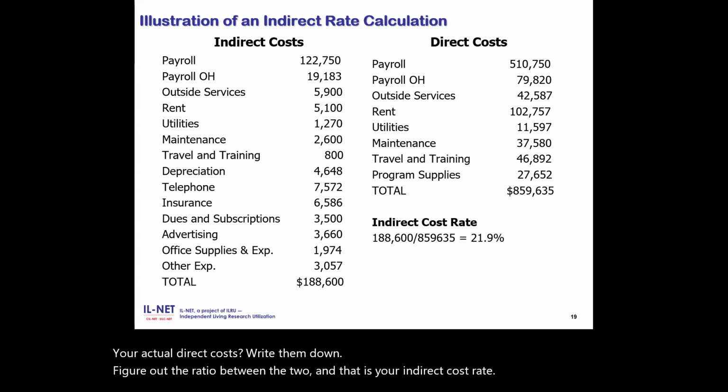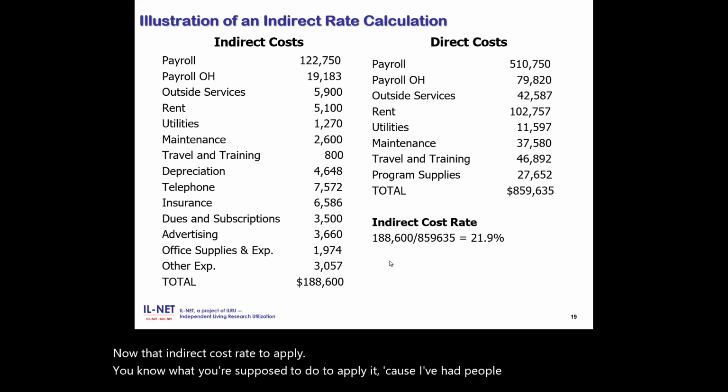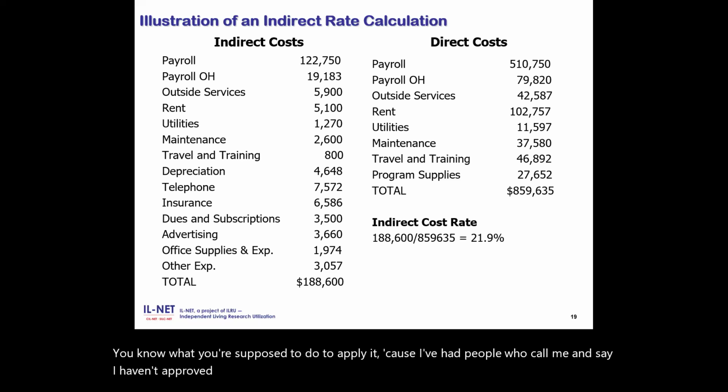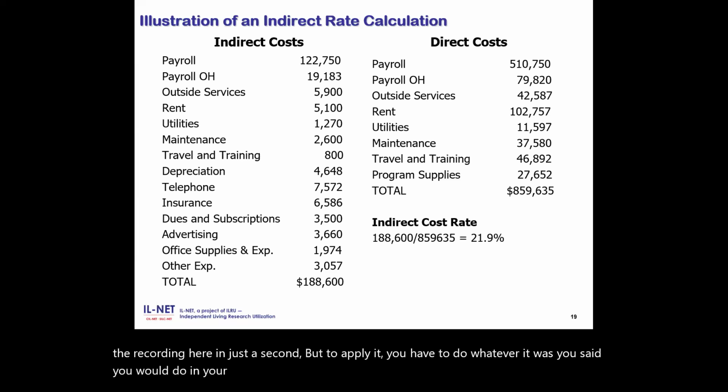Now that indirect cost rate, to apply it, do you know what you're supposed to do to apply it? Because I've had people who call me and say, well, I have an approved indirect cost rate, but I've never applied it because I don't know how to apply it. And we'll talk a little bit more about that when we stop the recording here in just a second. But to apply it, you have to do whatever it was you said you would do in your proposal. Because your proposal, remember, is a methodology for how to apply the rate. You come up with the rate and then you apply it.